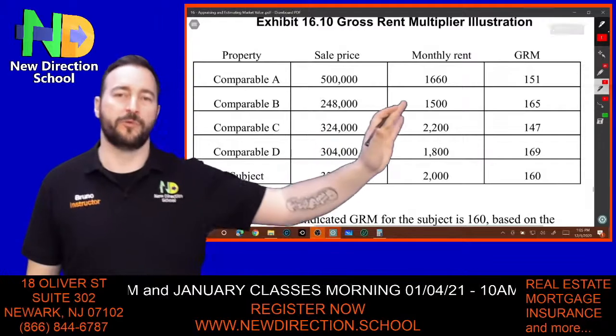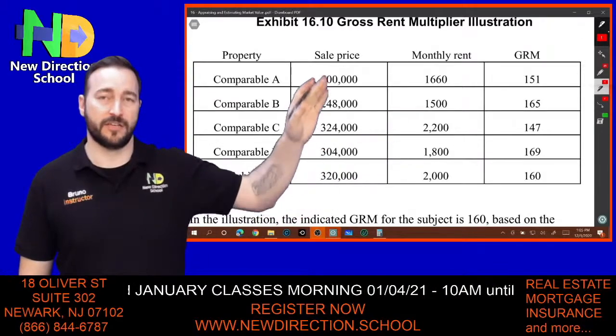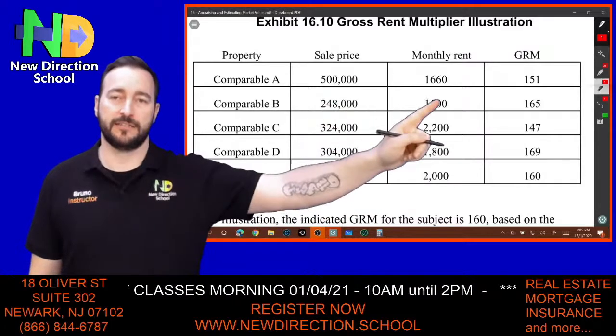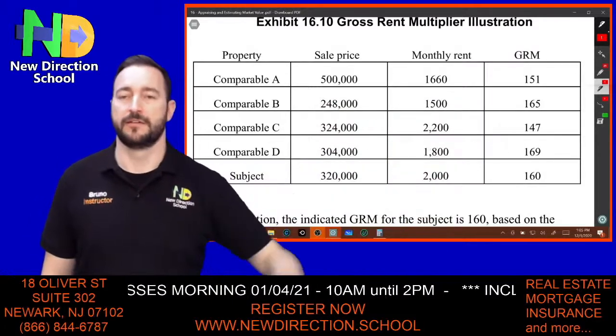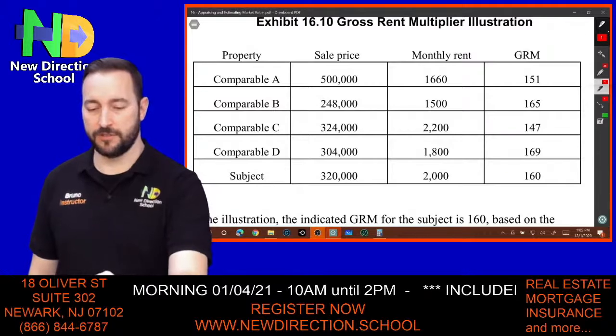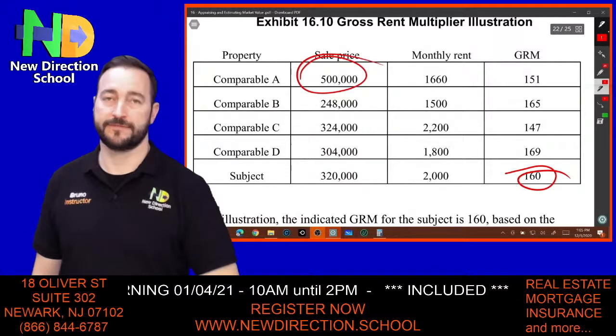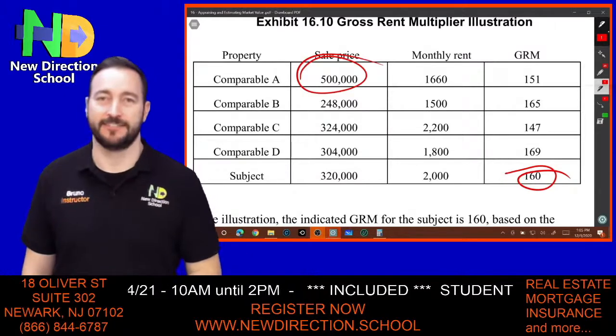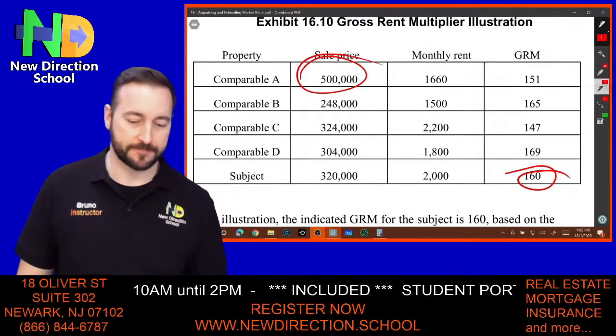But the point was the same. You have to look at the sales price and see what rent they bring. You divide the sales price by the rent, and it should give you a GRM. So yeah, this number is a little off. This number is way off. Can't do much about that. Right? Anyway.